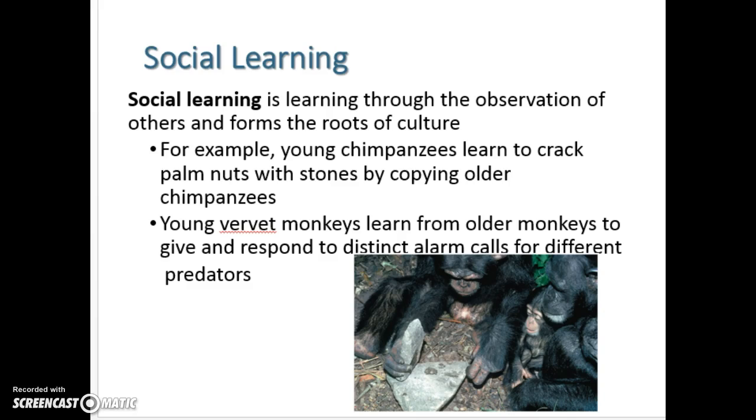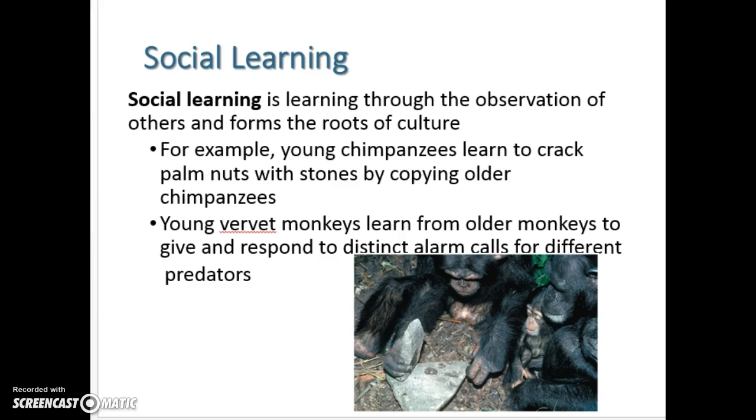So the vervet monkeys are typically in trees, and there are snakes, which would be found on the floor of their environment, which would eat them. And there are other predators on the floor that would eat them. And there are also birds of prey that will eat them from above. So for each of these different predators, the vervet monkeys have a different alarm call.